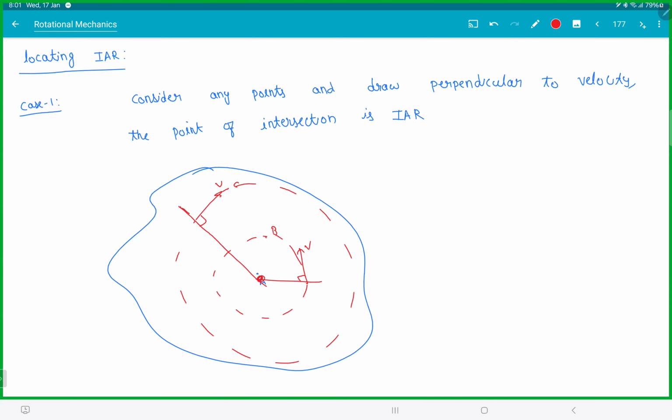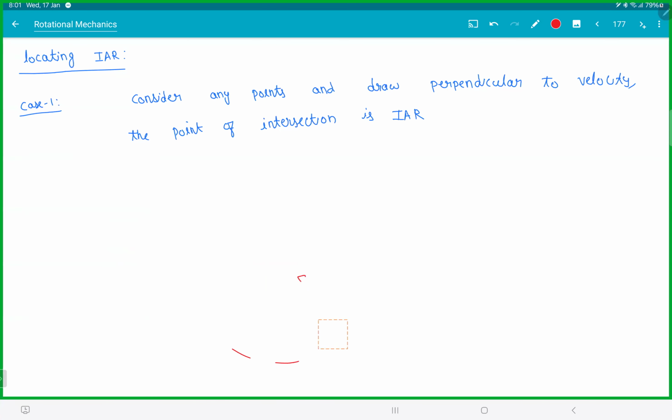Is the logic making sense? The reason this works is because about the IAR, everyone is going in a concentric circle. For concentric circles, if you draw normals, they will always meet at the center. Make sense? So that is the reason this thing works.